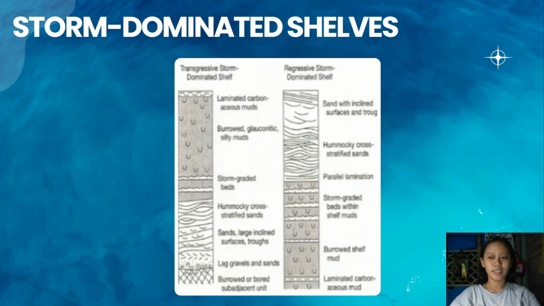In C, as sea level falls, sandy deposits dominate. These sands often show inclined surfaces, troughs, and hummocky stratification from storm waves. Parallel lamination and storm-graded beds appear within muddy sediments, while burrowed muds and laminated carbonaceous muds are found deeper at the base.